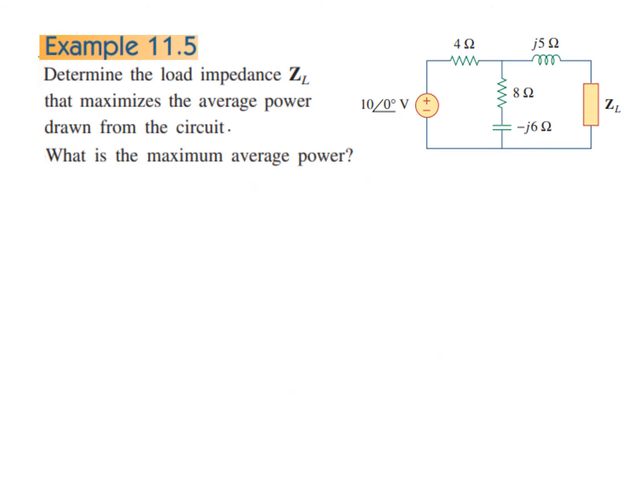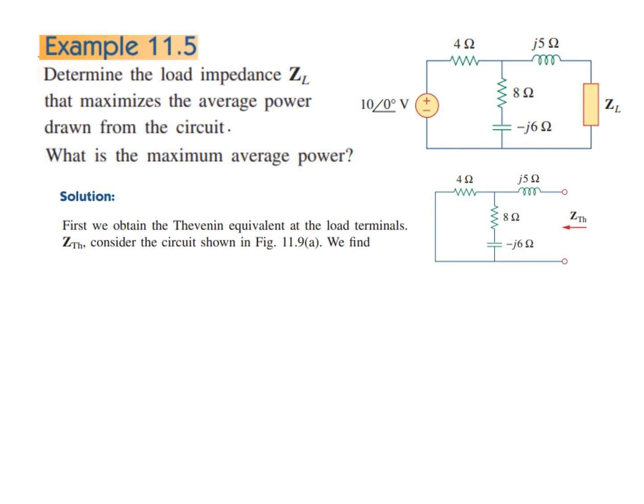So let's solve the problem 11.5, this is solved in the book, so we'll just go and understand. Determine the load impedance ZL, this we need to find out for maximum power transfer, and then we have to find the value of maximum average power.